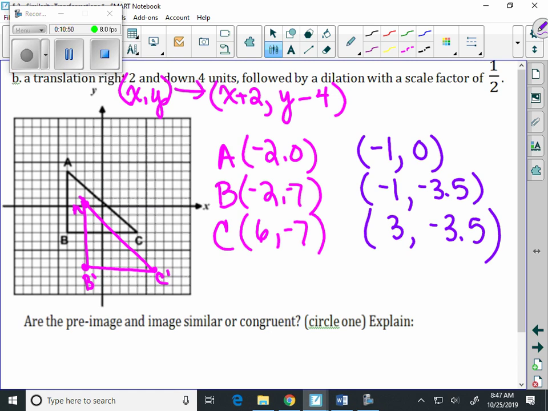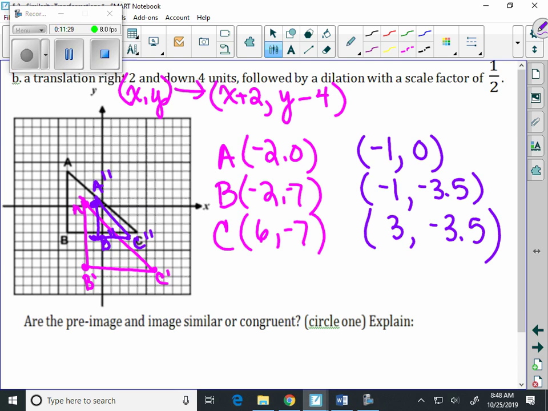And now that we've dilated that, we're going to draw the picture. So -1, 0 is our final value of A. -1, -3.5 is our new B. And 3, -3.5. There's our new C. And there's our final picture.